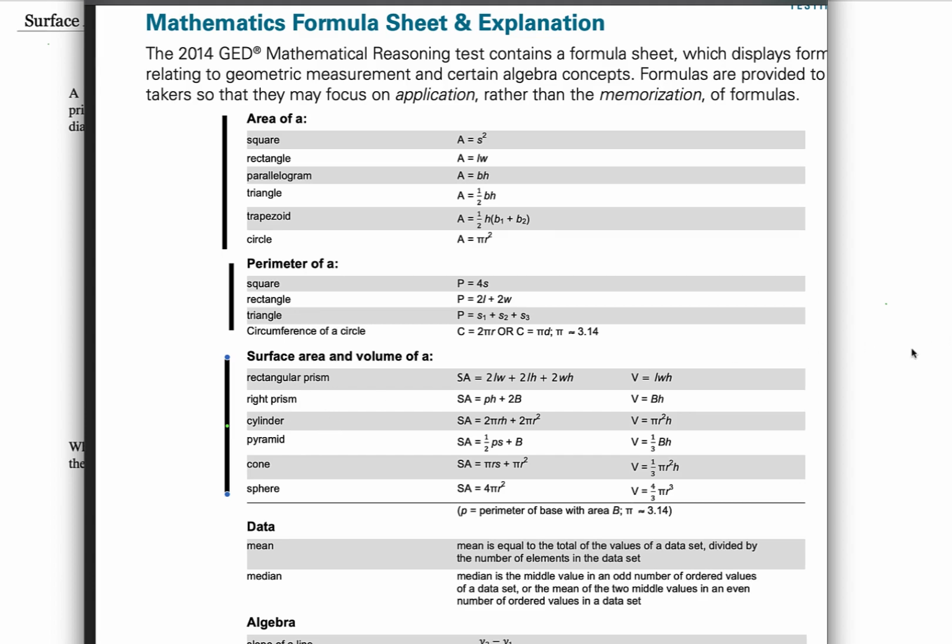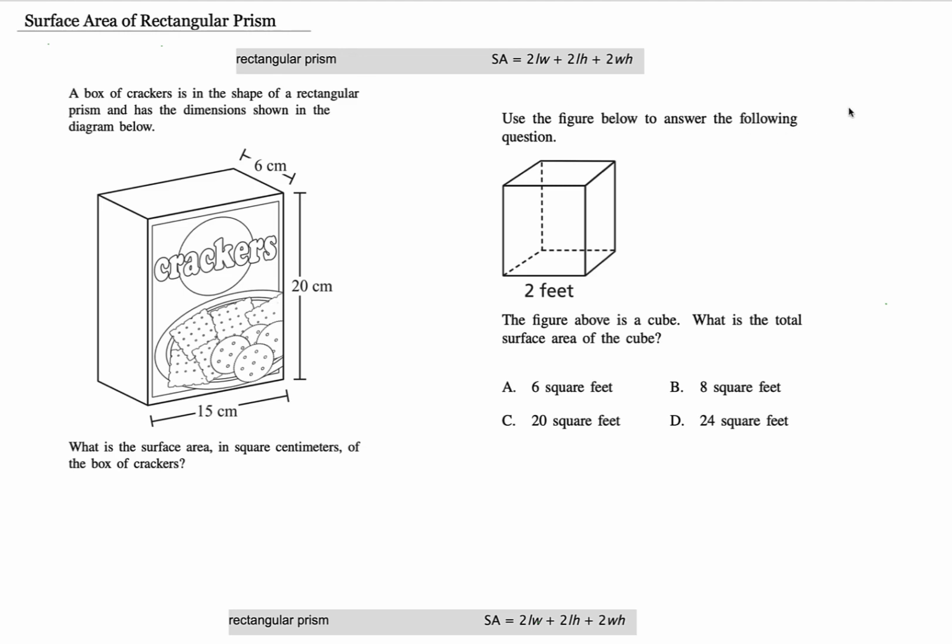So let's begin. Our first question is saying a box of crackers is in the shape of a rectangular prism. So it looks like a box and has the dimensions shown in the diagram below. What is the surface area in square centimeters of the box of crackers? So on the GED test, you would go to your formula page. Here's the formula, rectangular prism, and that's the formula.